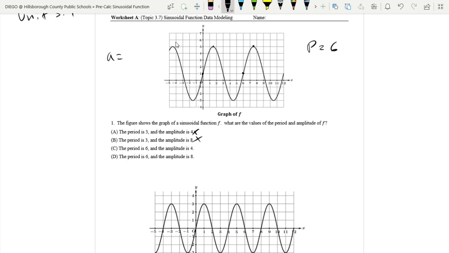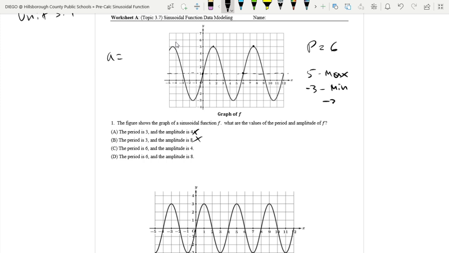Now we just have to find the amplitude. So the amplitude, remember, we just have to find the midline. So let's see what the midline is. So in here, the midline is 1, and let me tell you why it's 1, guys. So when you look at the maximum, the maximum right here is 5, right? So it's 5, and then the minimum is going to be -3. So that's the max, and the minimum is -3.